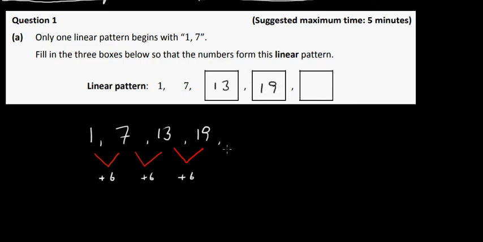And then finally we've got one more to do. So we're just going to add 6 here to 19, and that will give us 25. So our final term here is 25. And that's it really. So let's look at the next part.